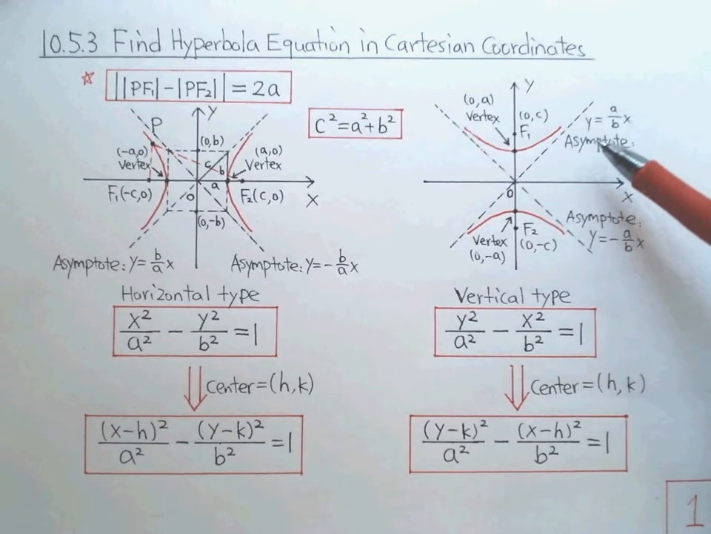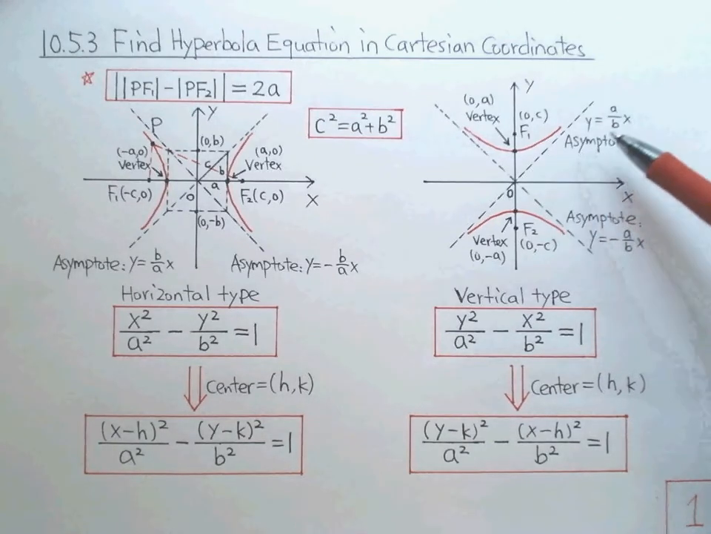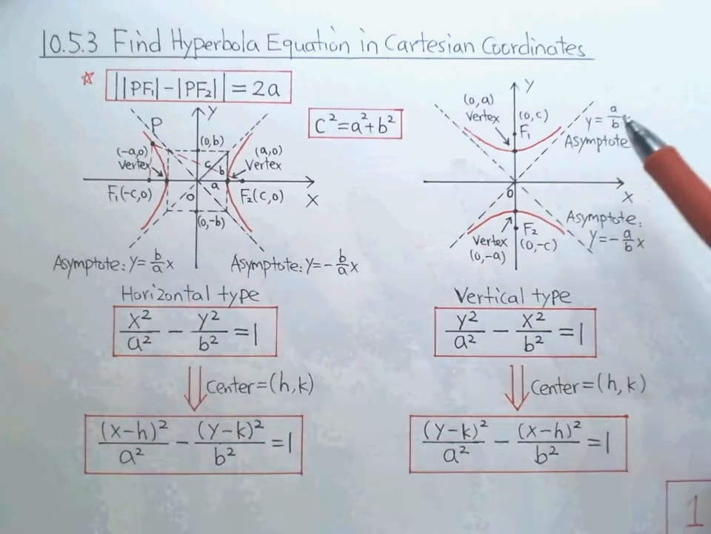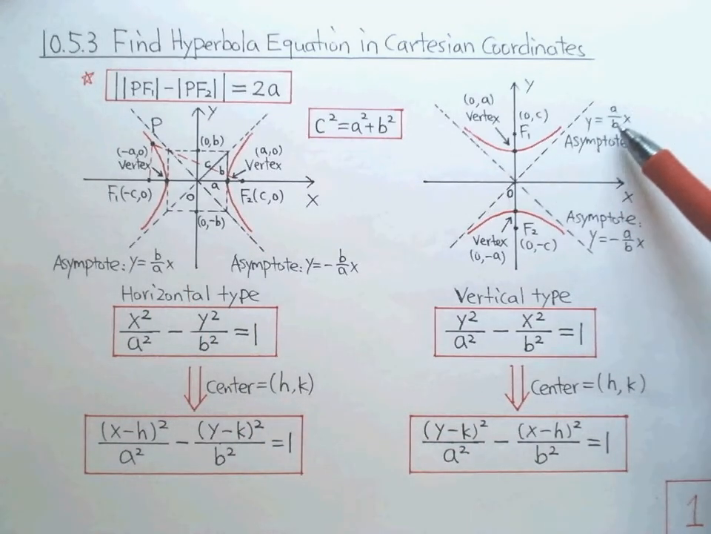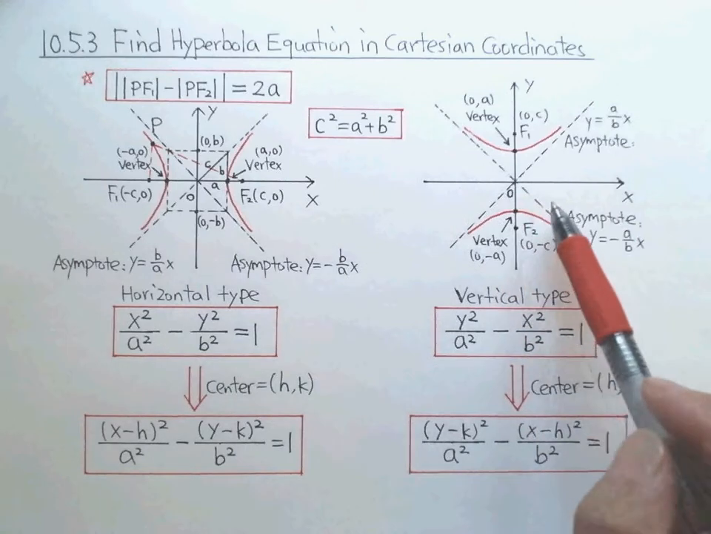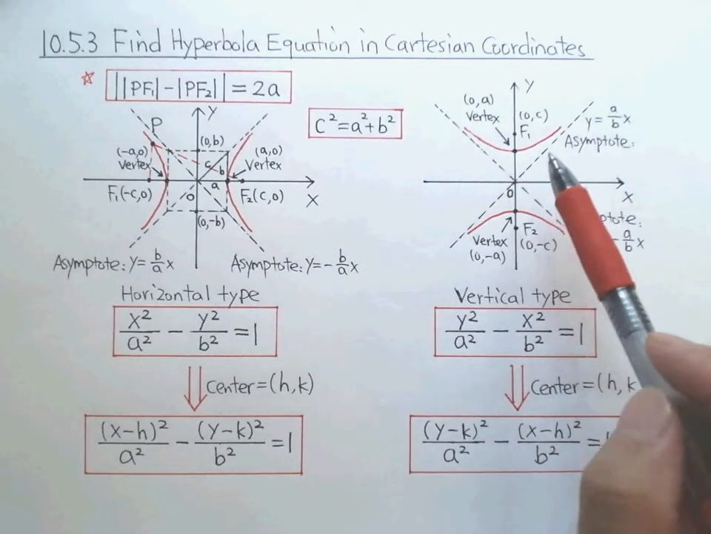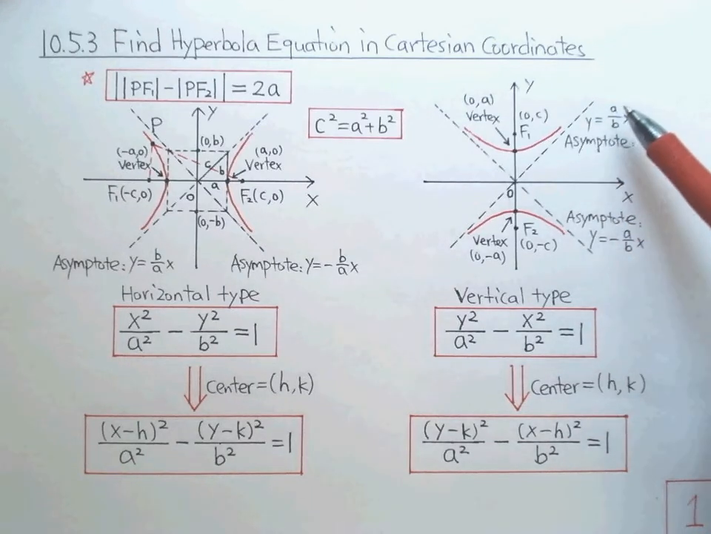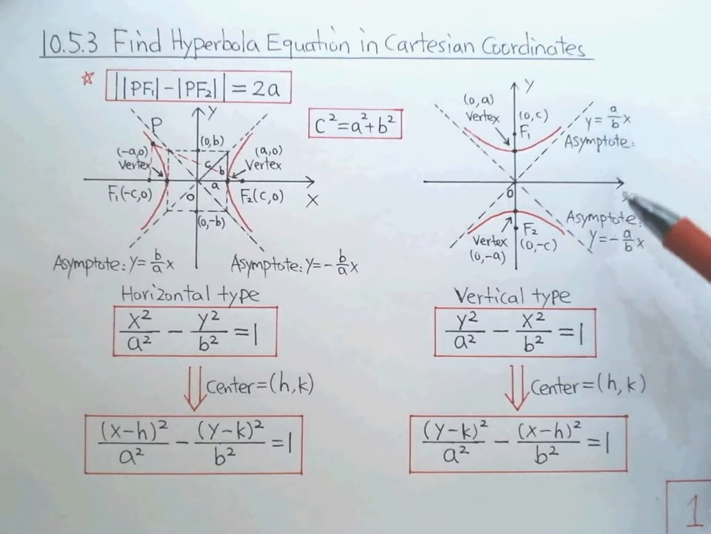Another difference is the asymptote. Can you see the slope change? The original asymptote slope is b over a, and for vertical it is a over b. If you draw a box or rectangle, you will see the rise and the run just switched. So this time the rise is a and the run is b.